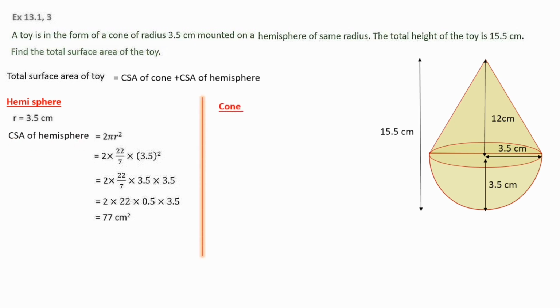Then next, cone portion. So for cone, there are two measurements. R is given to us, 3.5 centimeter. It is here. And the height we have calculated, that is 15.5 minus 3.5, that is 12 centimeter. We have already calculated and shown here. Then for curved surface area of cone, the formula is pi r L. So here L we need to calculate. So before calculating itself, you must have a clear-cut idea of what measurements you require for finding out the curved surface area.